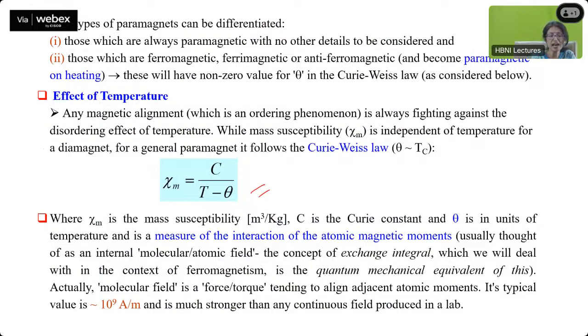So in this case, this chi m is nothing but your mass susceptibility. C is the Curie constant, and theta is in units of temperature and is a measure of the interaction of the atomic magnetic moments. So actually, the molecular field is a force or torque tending to align these adjacent atomic moments. And its typical value is around 10 to the power 9 amperes per meter, and it is much stronger than any continuous field which is produced in a lab.